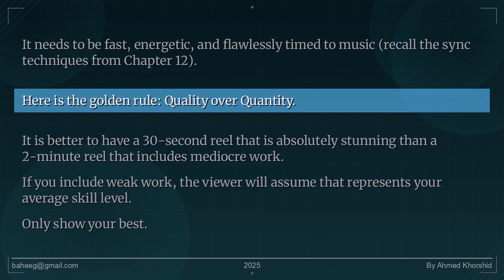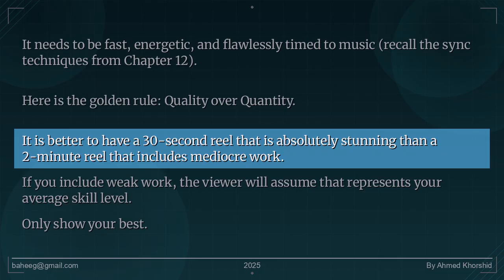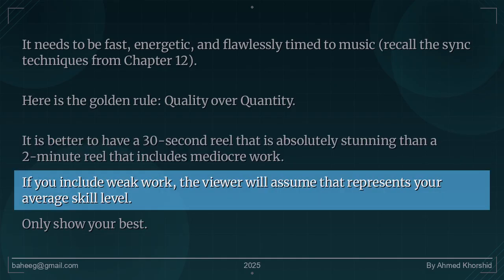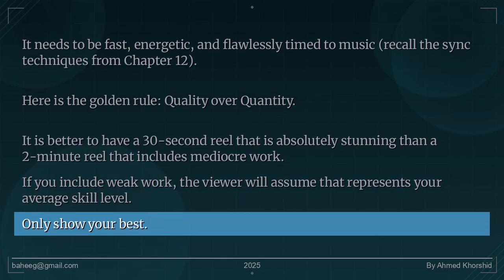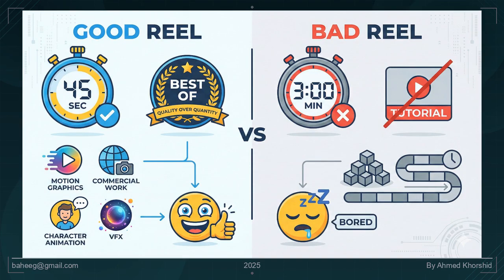Here is the golden rule: quality over quantity. It is better to have a 30-second reel that is absolutely stunning than a 2-minute reel that includes mediocre work. If you include weak work, the viewer will assume that represents your average skill level. Only show your best. Figure: a creative infographic layout comparing a good reel vs a bad reel.